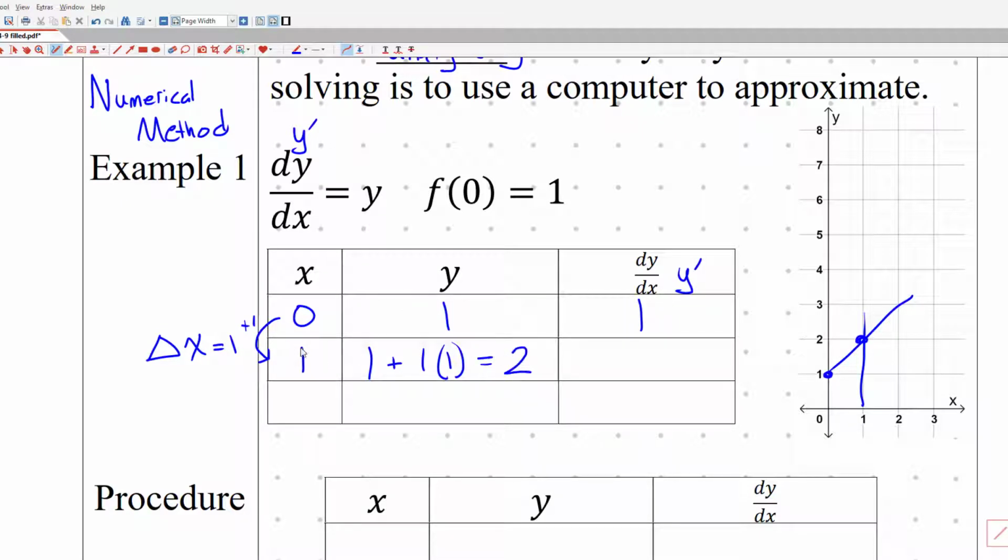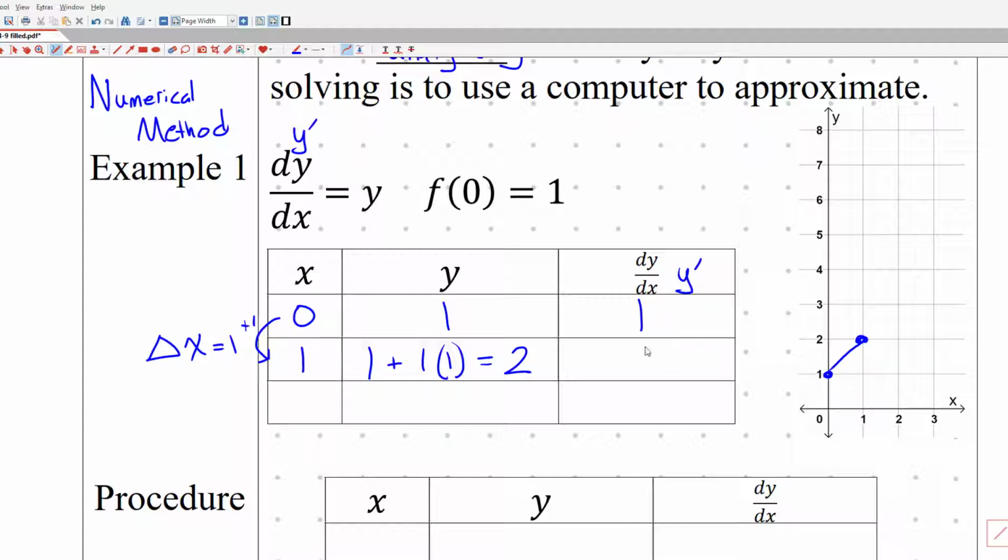So the y coordinate is 2. I can graph these points: 1, 2 is right there. And let me go ahead and erase all these extra lines that are happening here. I now have a line that goes between 0, 1 and 1, 2.